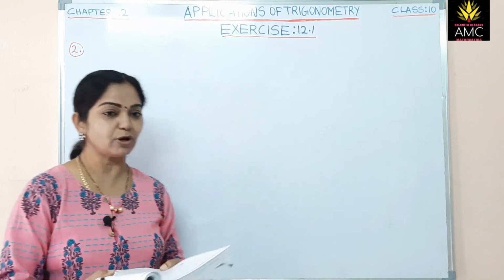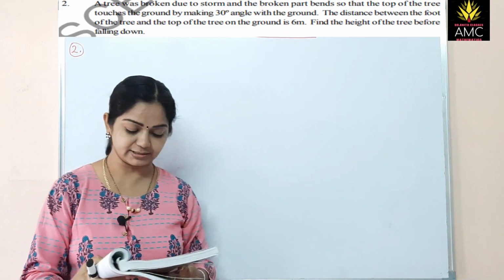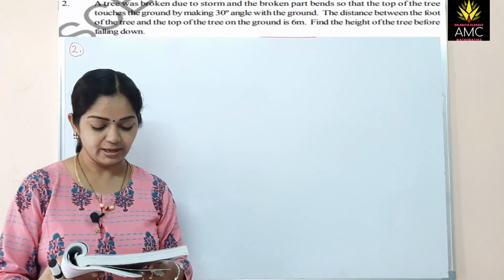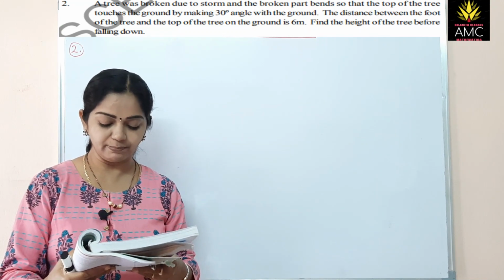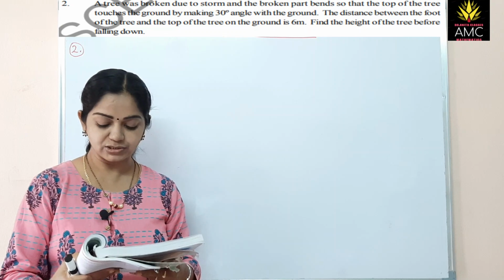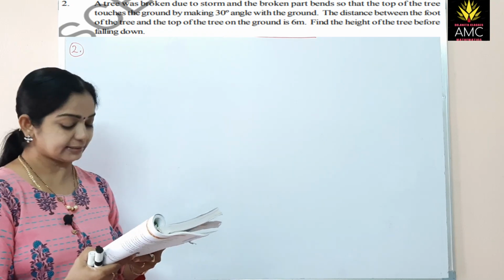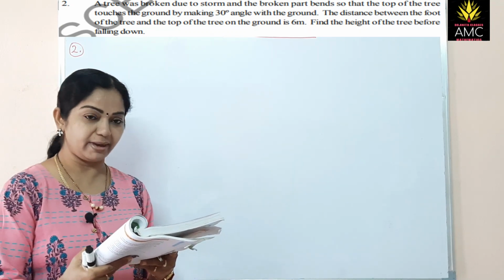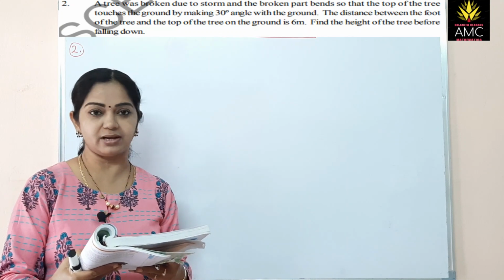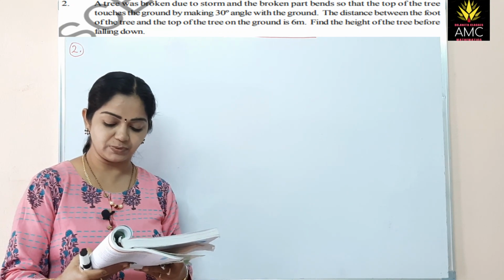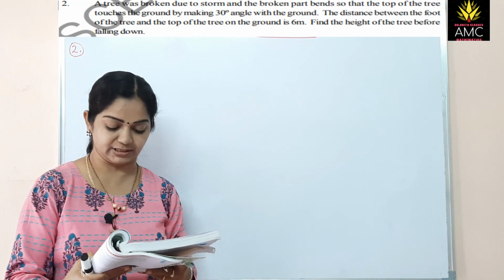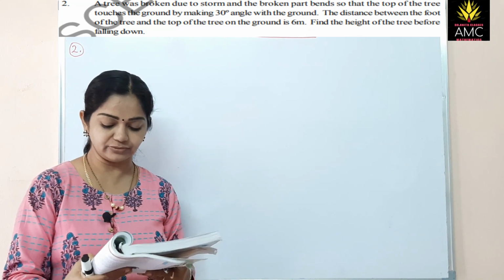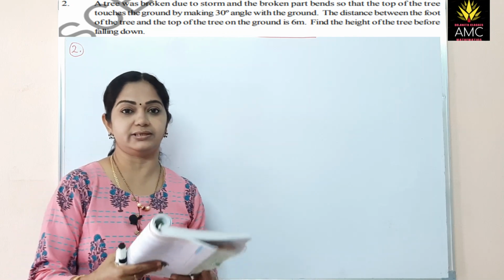Now the second problem I'll read out for you in the textbook, exercise 12.1. The second problem: a tree breaks due to a storm and the broken part bends so that the top of the tree touches the ground, making a 30 degree angle with the ground. The distance between the foot of the tree and the top of the tree on the ground is 6 meters. Find the height of the tree before falling down.